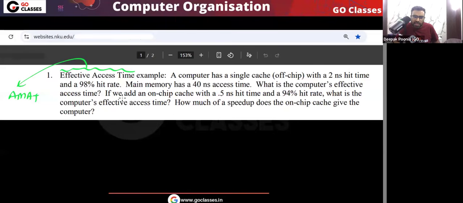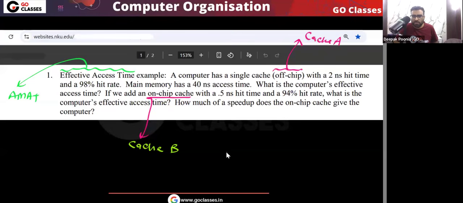Now the question is saying that if we add an on-chip cache memory in this system, now we have added on-chip cache memory. So tell me one thing, this new cache memory that we have added, will this be level 1 or level 2? Already we have an off-chip cache. Let me call this cache A, and this new on-chip cache that I'm adding, let me call this cache B. So in this second part of the question, we have added on-chip cache. So will this new cache be level 2 or level 1?